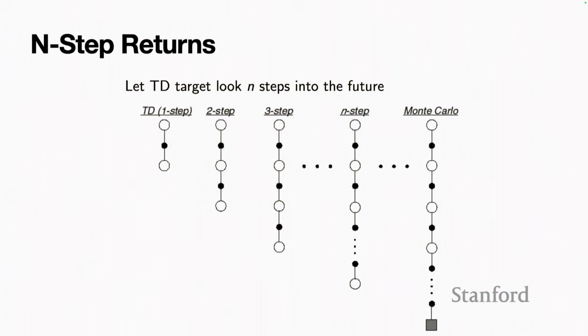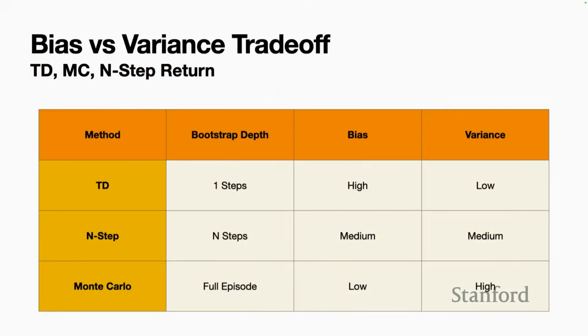And again, we're looking at the n-step returns here as well, where we're going to allow the TD target to look n steps in the future before being applied, so we could then trade off between the bias and variance here. And you can look at this table here to see what the trade-off of each of these would be, where the bootstrap depth of TD is going to be 1 step, for n steps it's going to be n, and for Monte Carlo it's going to be the full episode.